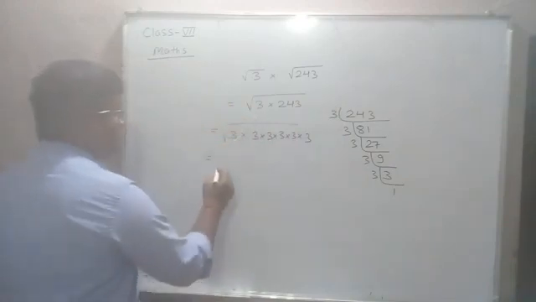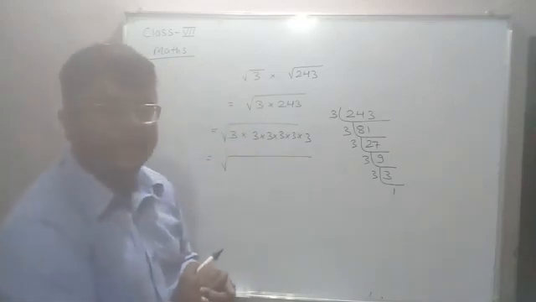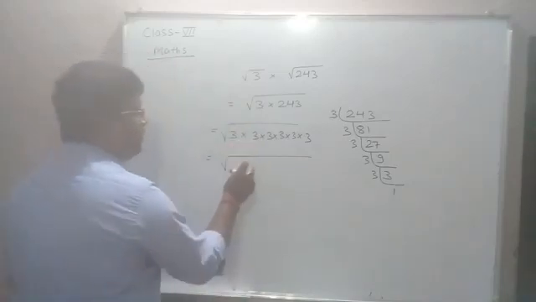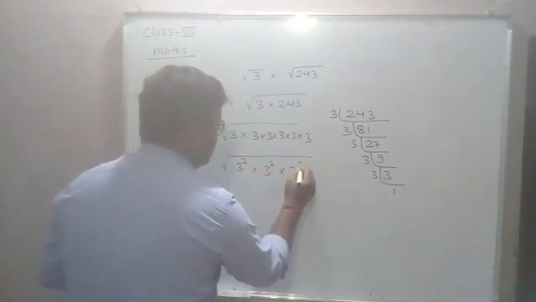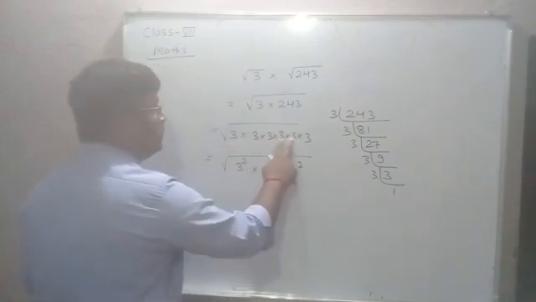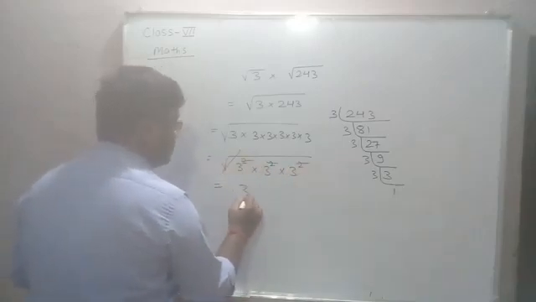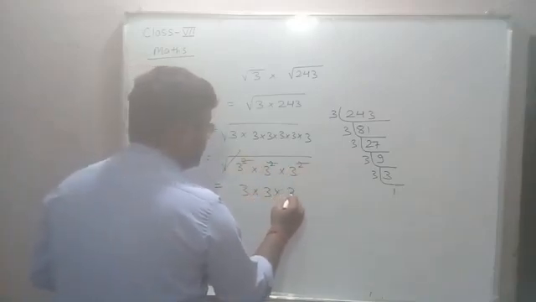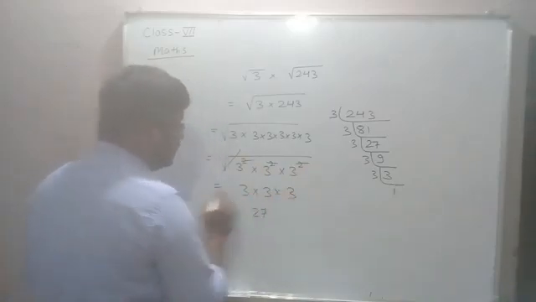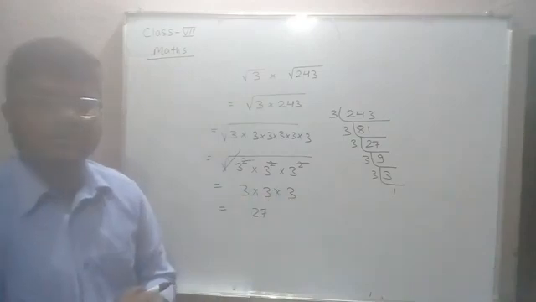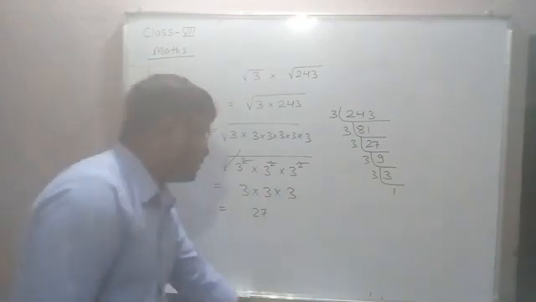Now the next step is to make pairs. These are in pairs, so 3 square into 3 square into 3 square: 2 pair, 2 pair, 2 pair. Square and square root cancel, so we get 3 into 3 into 3. 3 3s are 9, 9 3s are 27. So our answer is 27. Isn't it easy? Now let's move to another question.